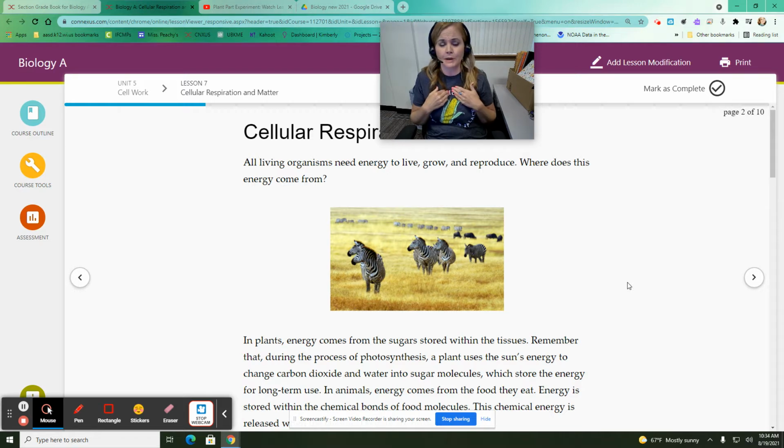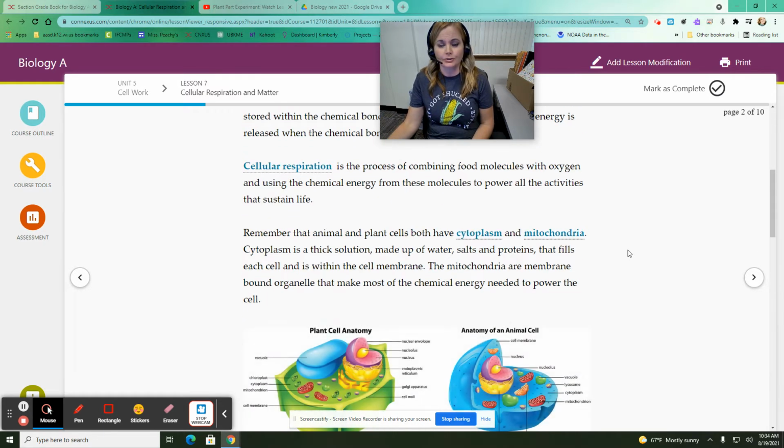So plants, animals, all eukaryotic living things do cellular respiration. Most of them do. There's a few examples that don't, like yeast, for example, a type of fungi. They don't do cellular respiration, but most multicellular living things do. Okay, so we're breaking down and using stored chemical energy.